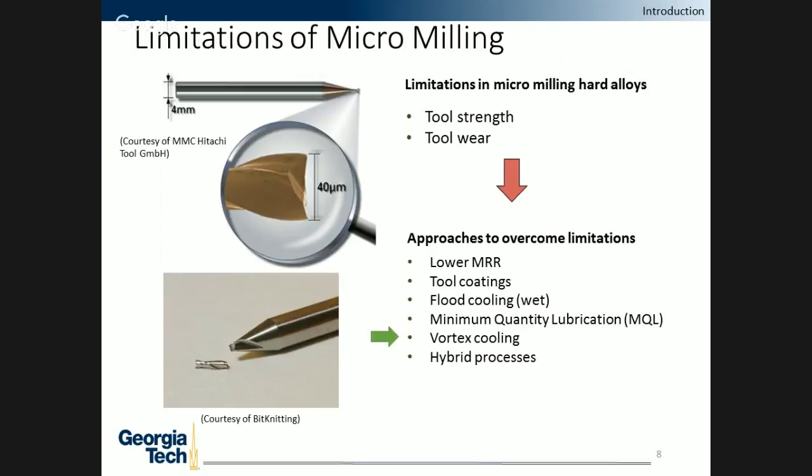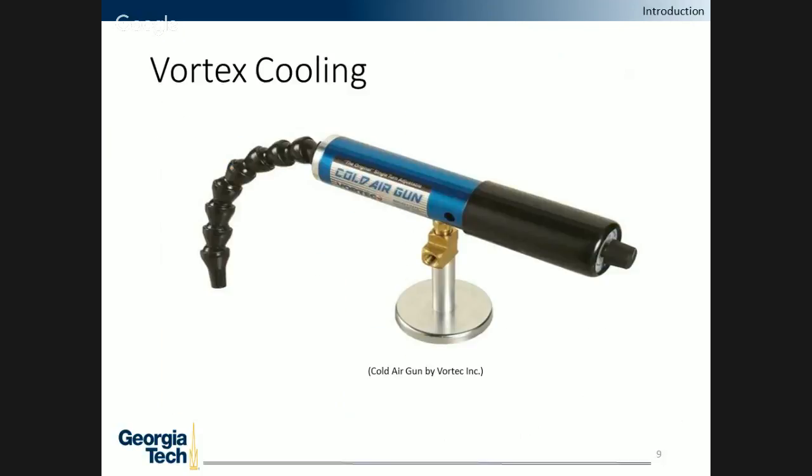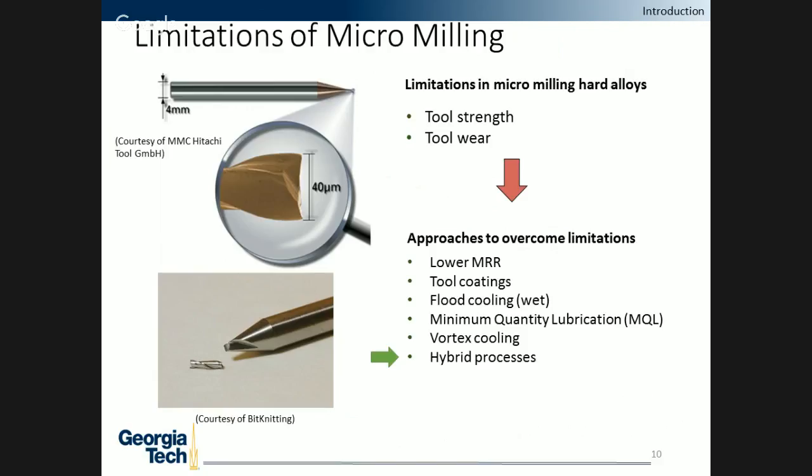The next technique is vortex cooling. Vortex cooling, as shown by this vortex air gun, intakes compressed air and outputs very cold air without any power input, and it cools air using the Ranque-Hilsch effect. The next technique is a hybrid process and is not conventionally used yet, and that is laser-assisted micromilling.